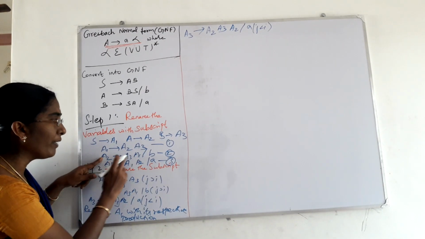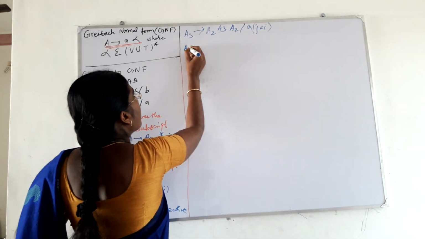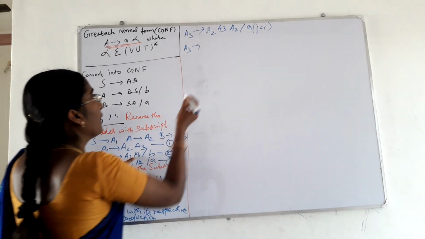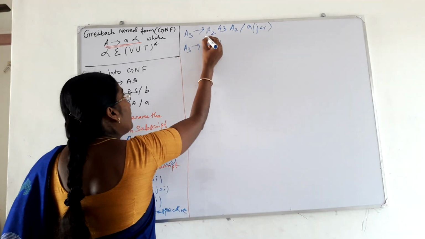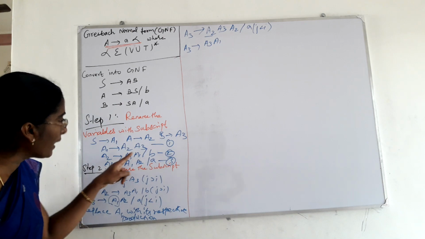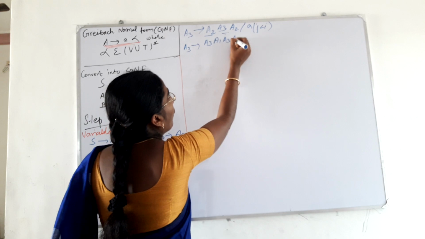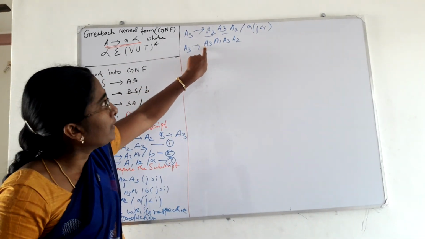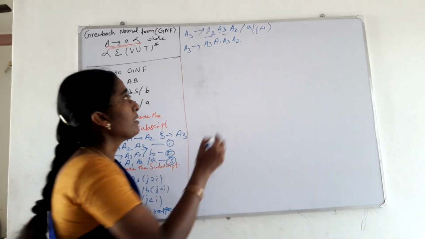What is the production for A2? For A2 here we have two productions. First consider the first production, that is A3 A1. Instead of this A2, we replace A3 A1, followed by this A3 A2. A2 is replaced by A3 A1, after that A3 A2. A3 A2 slash.